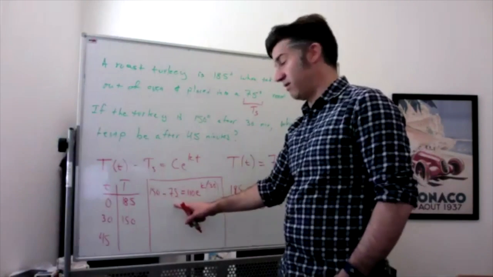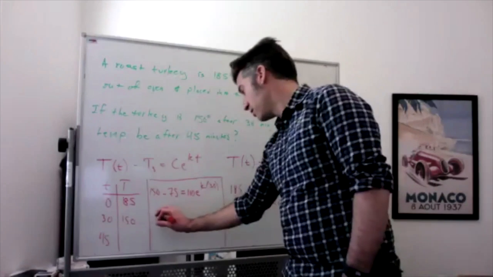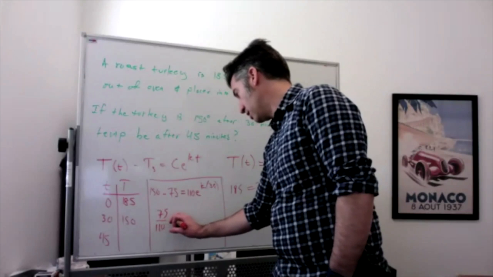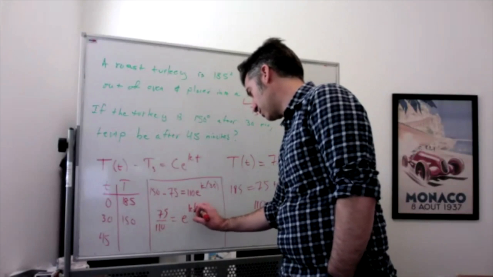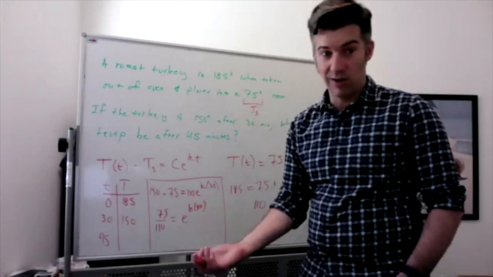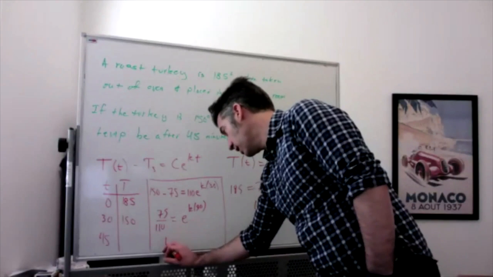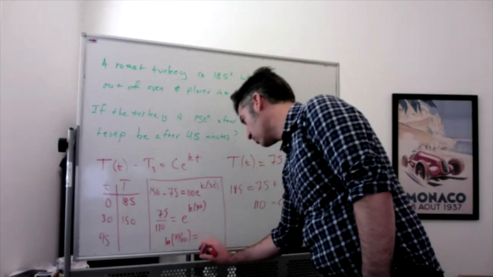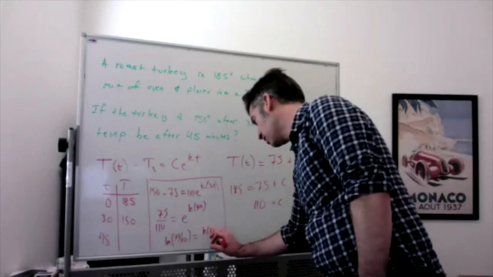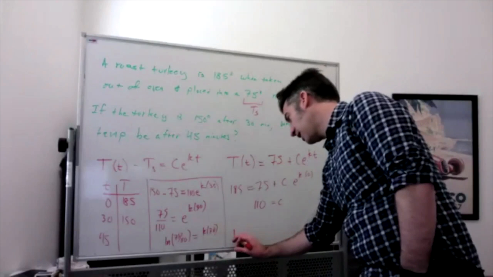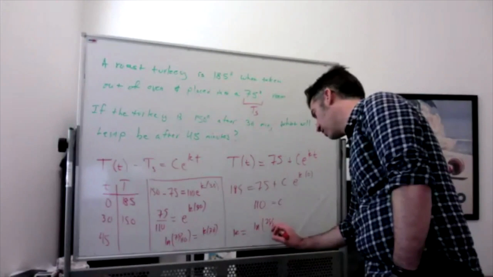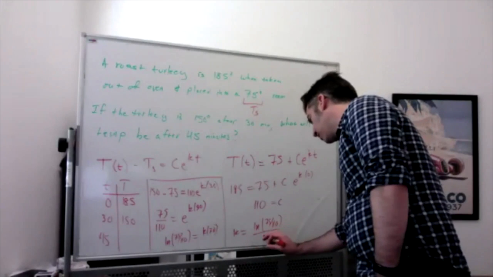So 150 minus 75 is 75. Divide by 110 equals e to the K times 30. Take the natural log of both sides. So the natural log of 75 over 110 equals K times 30. And finally divide by 30 to get K is equal to the natural log of 75 over 110, divided by 30.